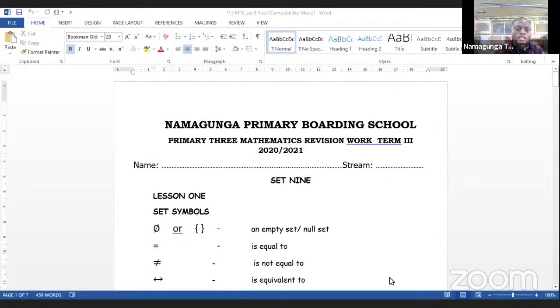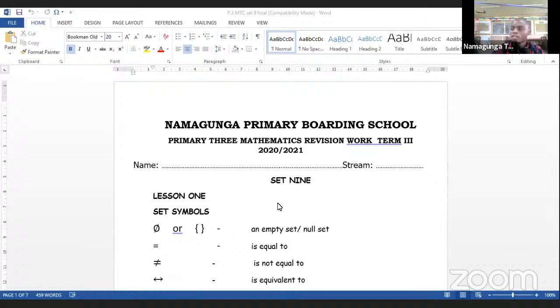These are our set symbols. The first one here, we have an empty set or null set. So the second symbol here is the symbol of is equal to. I think you've seen very well how it has been drawn.